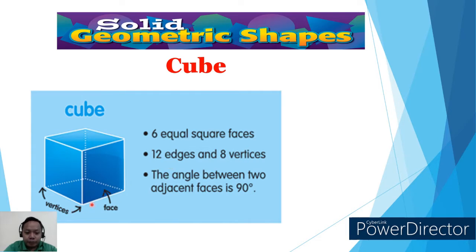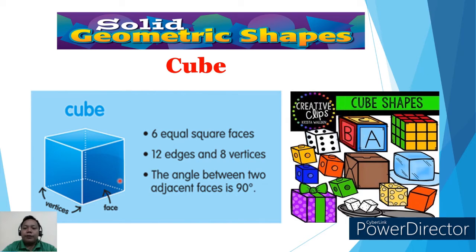Ang edge po nito, itong pinakang gilid nito. Okay? So, and 8 vertices. Ito naman po yung 8 vertices natin, yung pinakang kanto. Okay? The angle between two adjacent faces is 90 degrees. Okay? Lahat po ng angle niyan is equal to 90 degrees. Okay po? So, we have here the real life example of our cube shape.